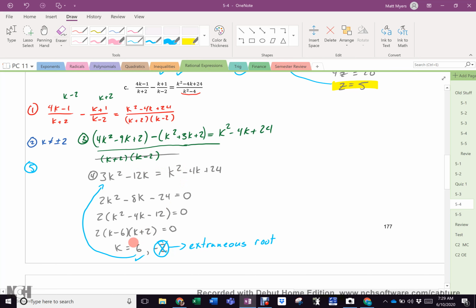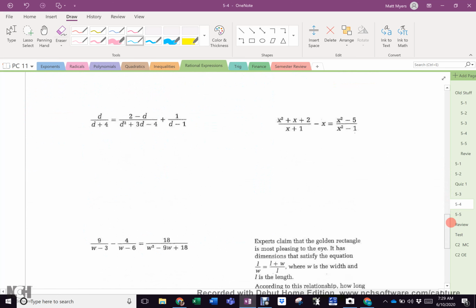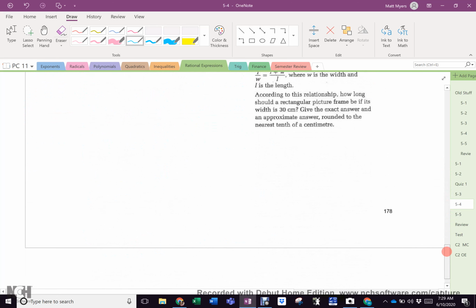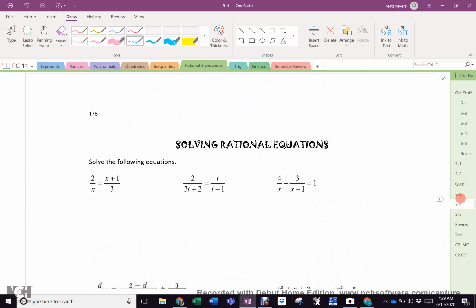And that's it, ladies and gentlemen. You will want to do page 178. I, of course, will have a key for that visible to you Friday. Okay?